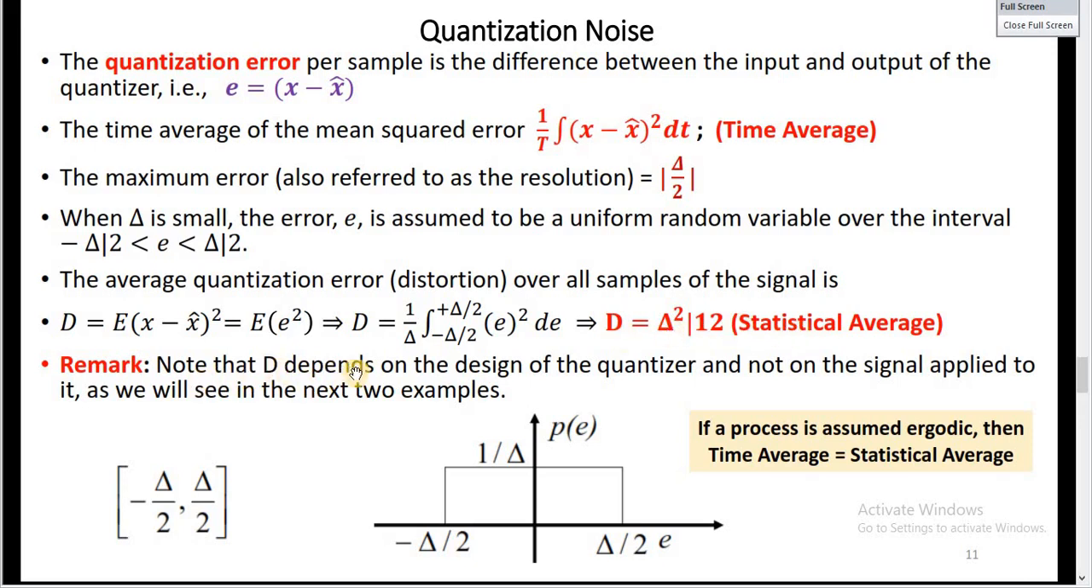Note that delta depends on the design of the quantizer and not on the signal applied to the quantizer, as we will see in the next two examples. So the quantization noise is something that has to do with the hardware, with the quantizer itself. It's not dependent on the message itself. We also note that there are special classes of processes where the time average and the statistical average are the same. These processes are called ergodic processes.